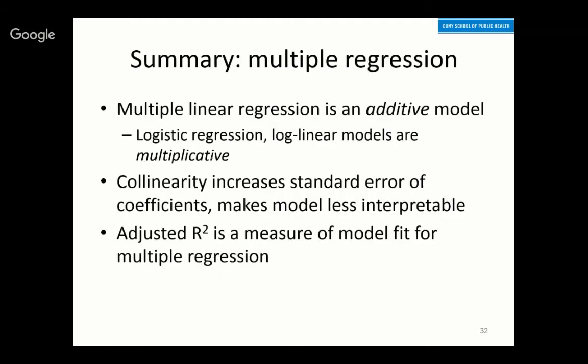So just to wrap up, multiple linear regression is an additive model. You'll get next semester into logistic regression, log linear models that are multi-step models. Also, log linear I think won't be until fall of next year, BIOS 2. It's also Cox proportional hazards models. Those are multiplicative. Collinearity, you can recognize it by an increasing standard error of your coefficients as you add collinear variables into the model, and it makes them less interpretable because your predictors are not independent of each other.